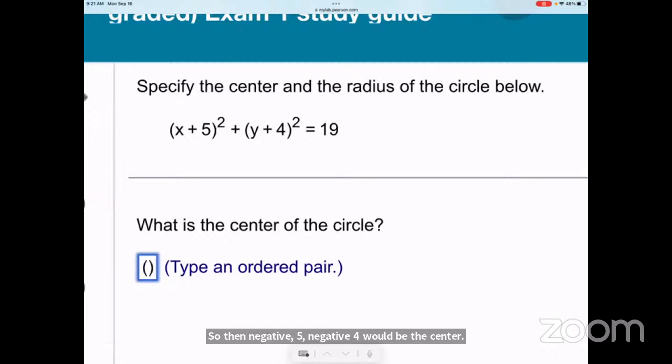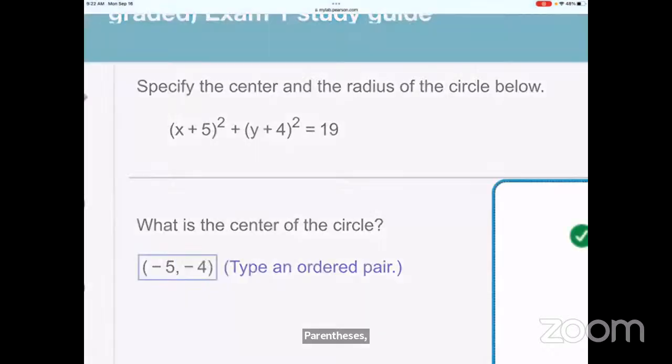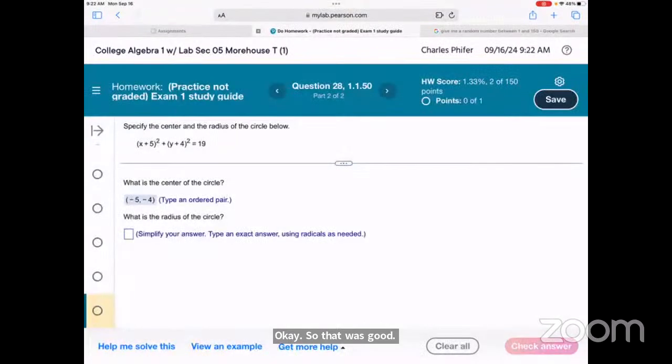Parentheses, -5. There we go. Now we're cooking with grease. Okay, so that was good. What does it enter? No, that didn't work. Okay. And the radius should be type an exact answer using radicals as needed.